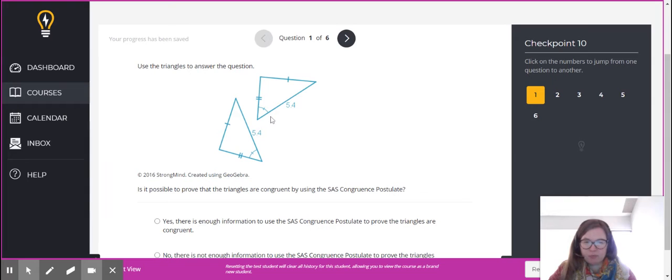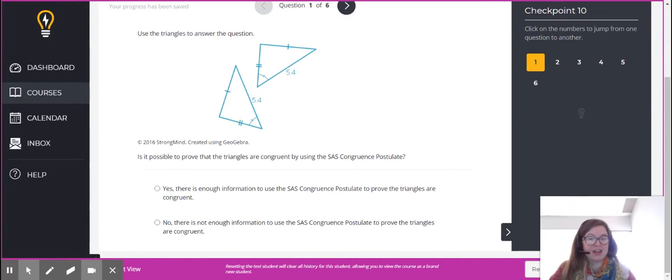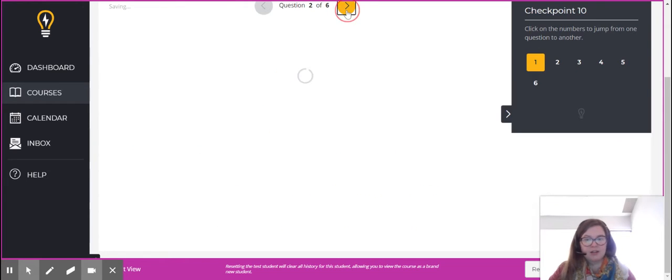So we have 5.4, 5.4. There's an angle, and then between mark 2. This is kind of confusing if you don't notice the 5.4 is the same. So it looks to me like, it asks, is it possible to prove that they're congruent by side angle side? And say yes. Yes, there is, because there is a side, the angle in between and a side, angle in between, side.